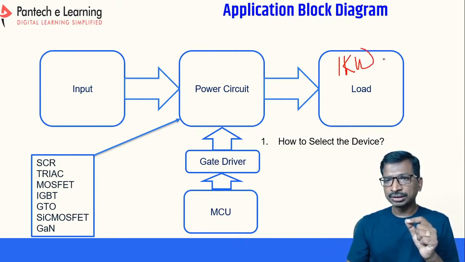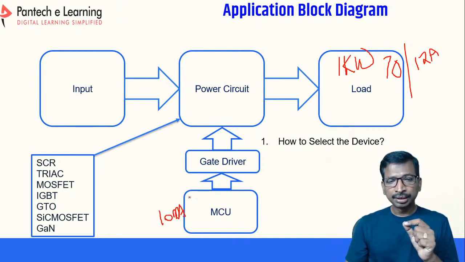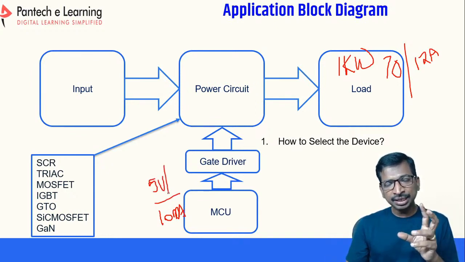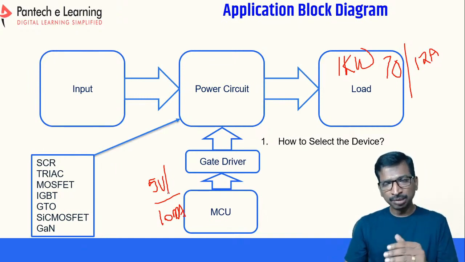The load is 1 kilowatt. So let us assume that the terminal voltage is 70 volts. Then in that case, the current rating will be a maximum of 12 amperes, right? And the maximum operating current of the control circuit will be like 10 milliamperes, and the operating voltage will be 5 volts sometimes, or else for the microcontroller or FPGA 1.6 volts or 1.2 volts, and for the DSP 3 volts.